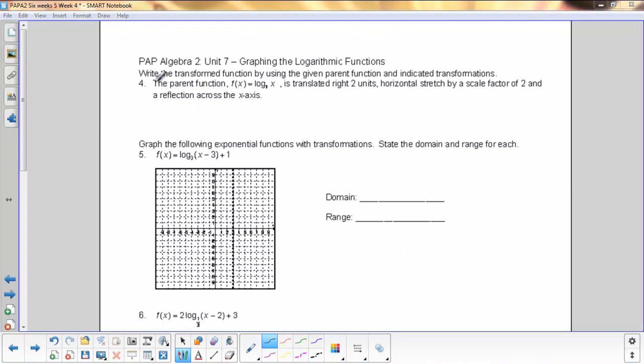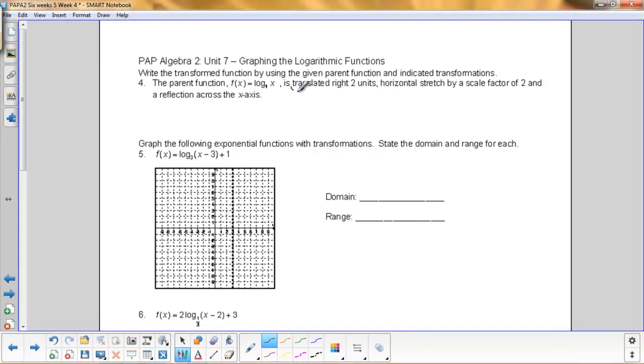All right, we're going to continue on by looking at the transformations of parent functions, and we're going to look at it from a slightly different point of view. Now what you're going to do is read through the word problem and figure out which equation to write based on what you see in each part.